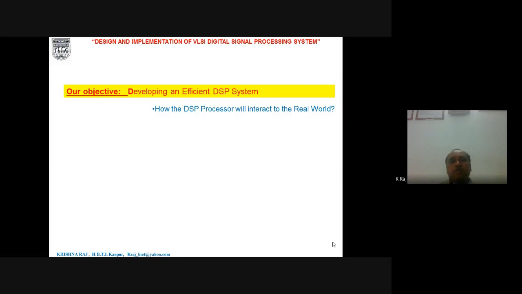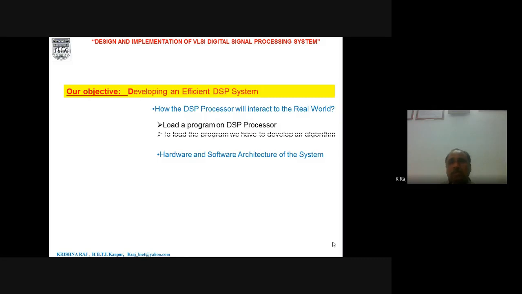And for that purpose, we have to target which type of the processor has to be utilized for a particular field of the application, and what is the hardware and the software architecture. And when we say how the DSP processor will interact to the real world, for that purpose, we have to go through the loading of a program on the DSP processor. And to load the program, we have to develop an algorithm.